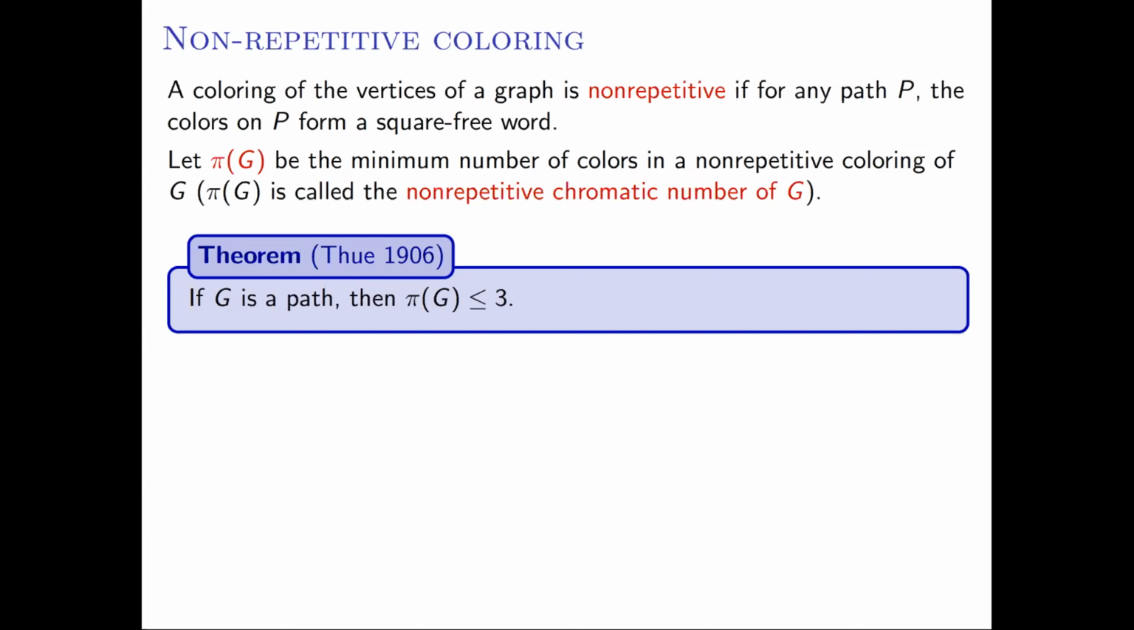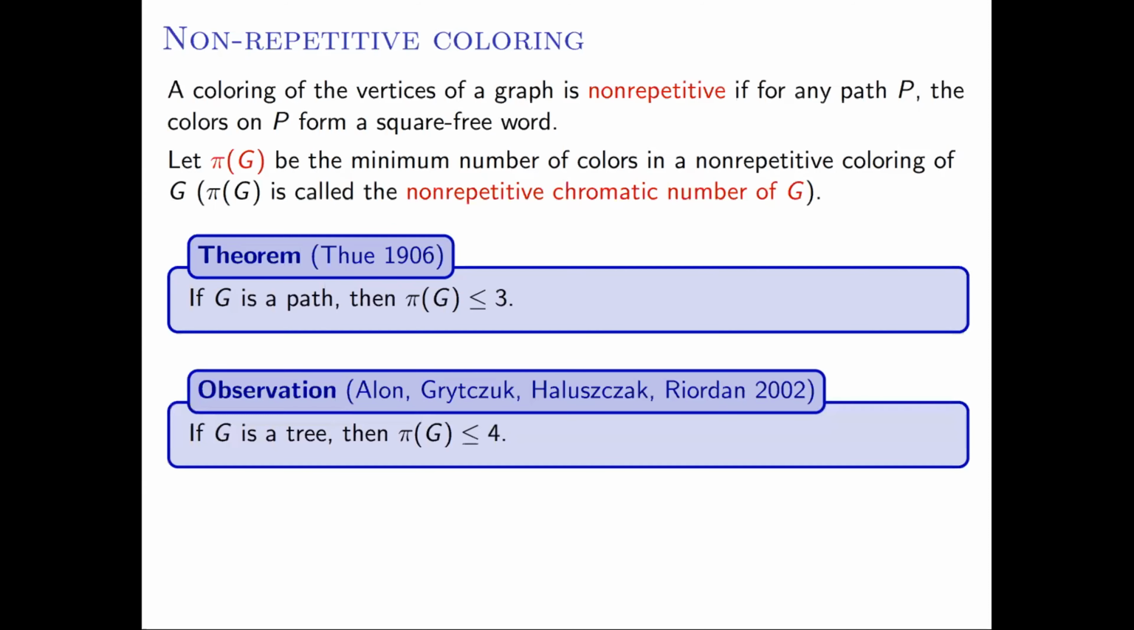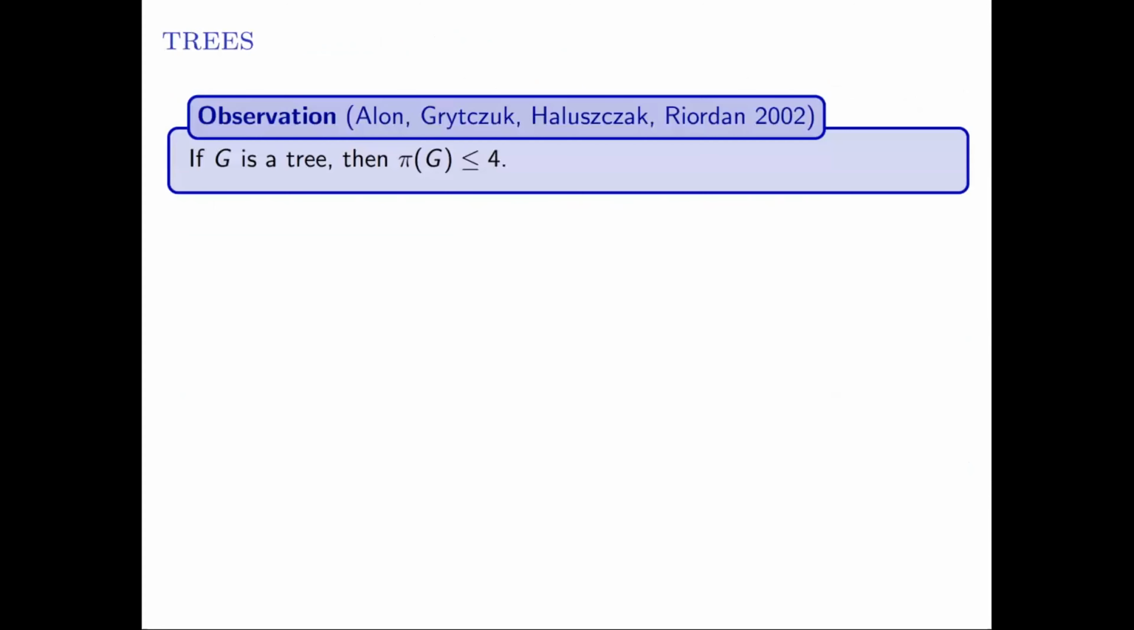Okay, so this was about paths, and if you remember in Pat's talk, he had some kind of sequence of increasingly hard graph classes, but paths were really at the very top. These were the easy graphs, and just after paths we had trees, and for trees you can prove that pi, the non-repetitive chromatic number, is at most 4. So let's see the proof, because it's the only proof that we're going to see in this talk, and it already contains most of the ideas of everything else. Okay, so how do you prove that trees are non-repetitively colorable with 4 colors?